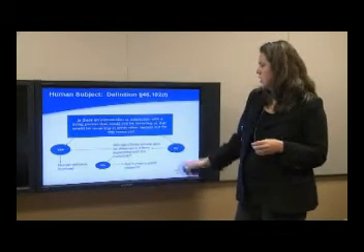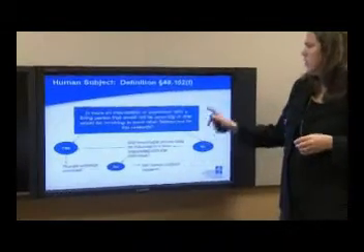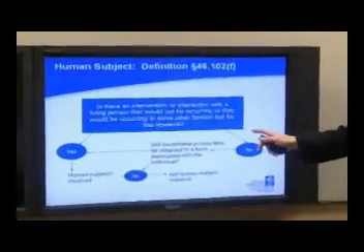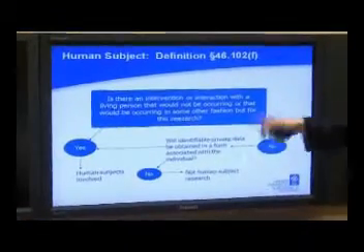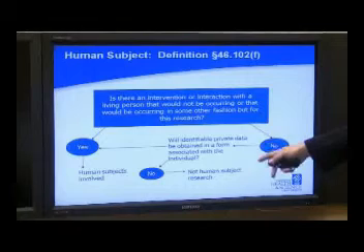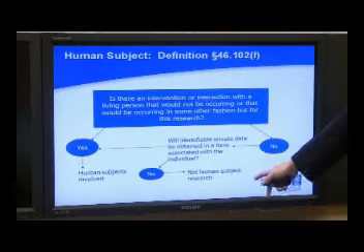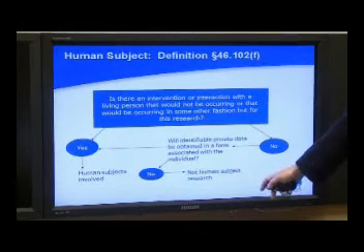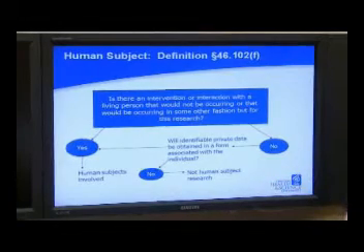And this is just a little chart for us to think about. If you're having an intervention or interaction, yes, it's human subjects. If not, is there identifiable information? If not, then this isn't human subject research, and generally it doesn't fall under the laws for protection of human subjects.